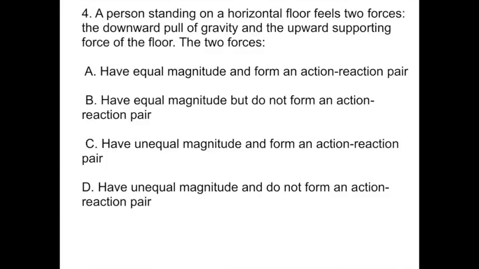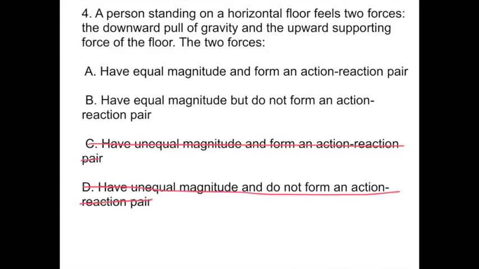So we'll start by thinking about the position of a person. This person is standing still on the floor. That means the person's at rest, so the net force on the person is 0. If the net force on the person is 0, then the upward and downward pulls must be equal. That means that right off the bat we can get rid of C and D, because we know that the forces have equal magnitude. Now let's look at A and B.